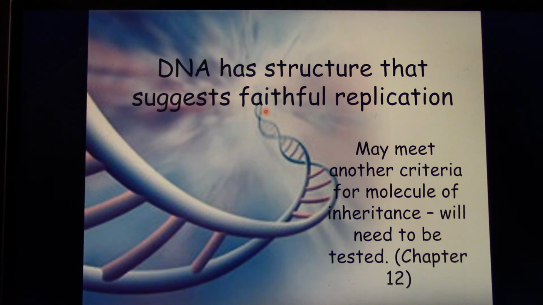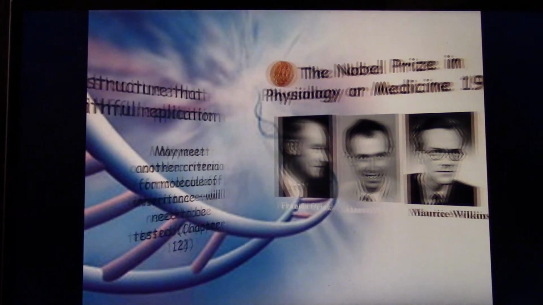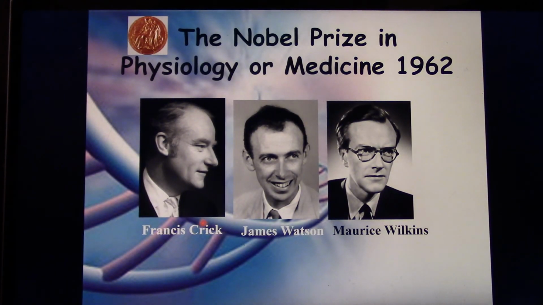So this suggests that DNA has the structure to faithfully replicate. That still needs to be tested, and we will be looking at that experiment in another lecture. This may meet another criterion for the molecule of inheritance, and we'll be looking at that in chapter 12. So for their work, these three dudes got the Nobel Prize in Physiology or Medicine in 1962. Maurice Wilkins, this is the guy who let Watson and Crick look at Rosalind Franklin's data. She would have gotten the Nobel Prize too, except she had died of ovarian cancer before it was awarded.